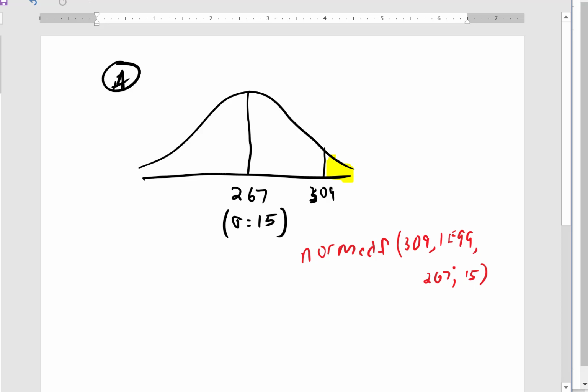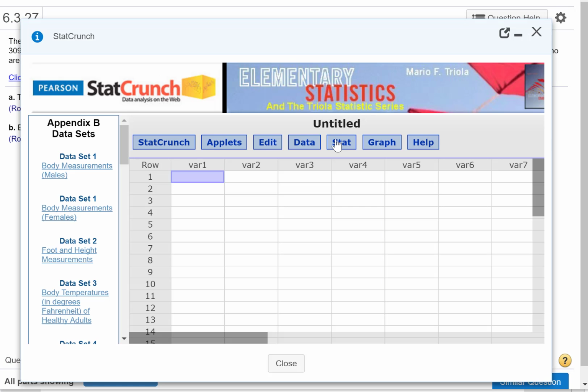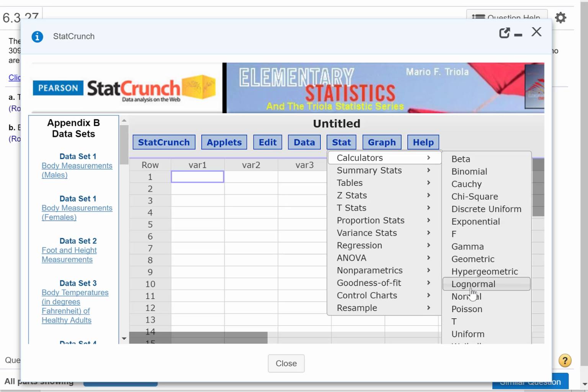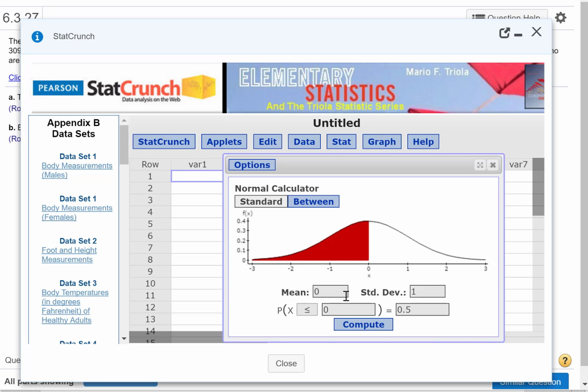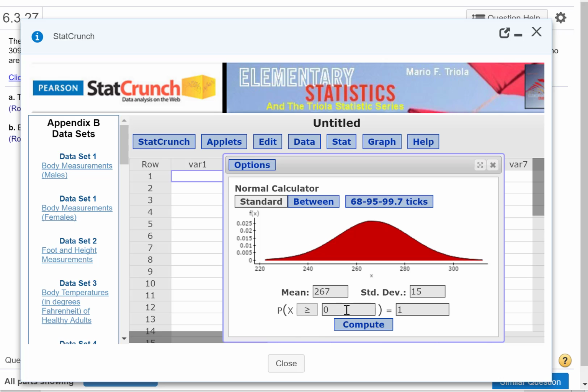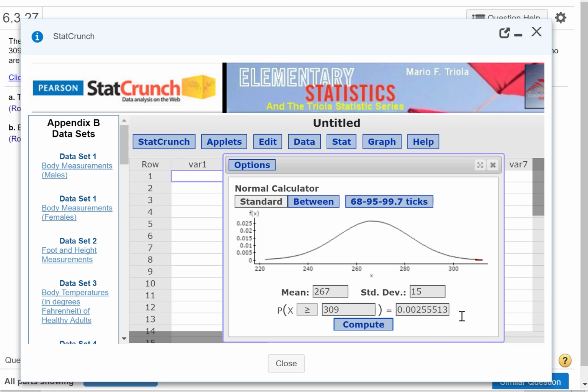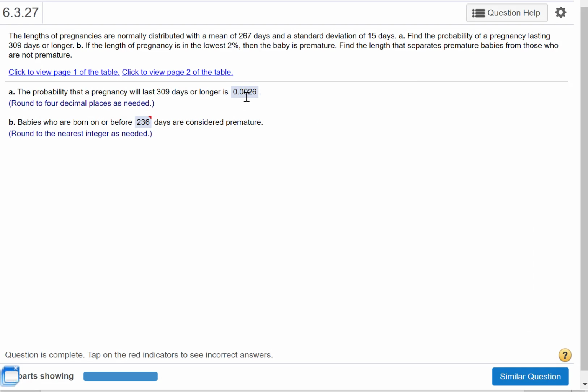I'm really encouraging you to use StatCrunch though. So let me flip over to StatCrunch. Again, from question help, use question help and open StatCrunch. We're going to go to Stat, Calculators, and Normal, and just put in our information: 267, standard deviation 15, and we want it to be greater than or equal to 309. Boom! That's all we do. 0.0026. I'm not sure what they wanted us to round to. Yeah, there you go, 0.0026.